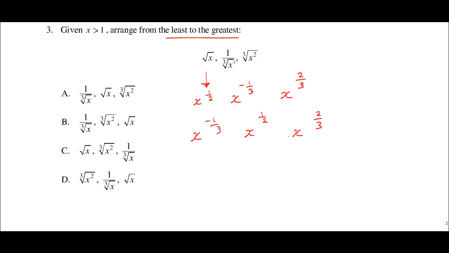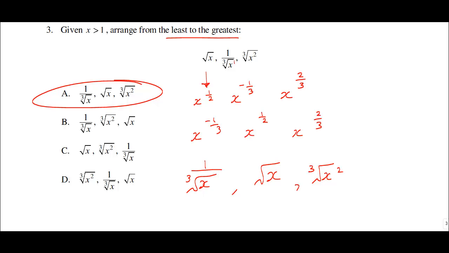So therefore, we would say that the middle one right here was our smallest. This would be the smallest, 1 over the cube root of x. The next biggest, if you will, would be the square root of x. And the largest would be the cube root of x squared. And if we take a look at our list, I believe that is a like so. Okay, so first 3 in the books.